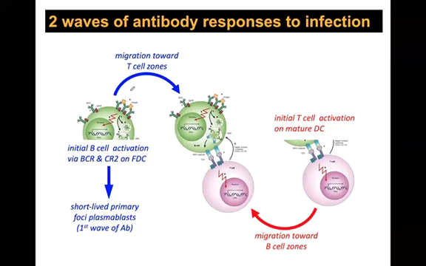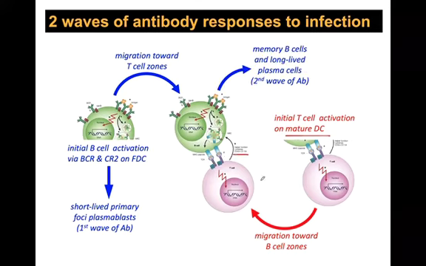But remember, the other thing that they're trying to do is go towards the T cells to look for T cell help. So here's our T cell being activated on a mature dendritic cell, the pink cell here. That then tells it to go towards the B cell zones and hopefully provide the CD40 ligand signal to the B cell. If it does that, that's where you get the second wave of antibody, as well as memory B cells. The second wave of antibody comes from those long-lived plasma cells that are germinal center dependent.